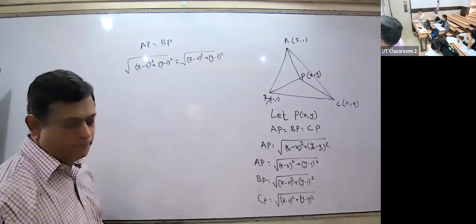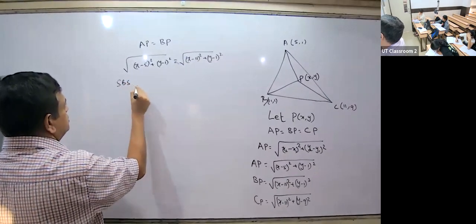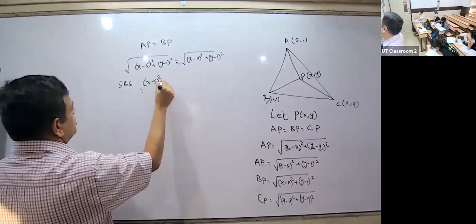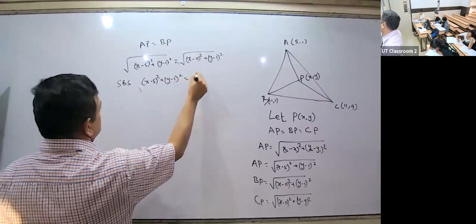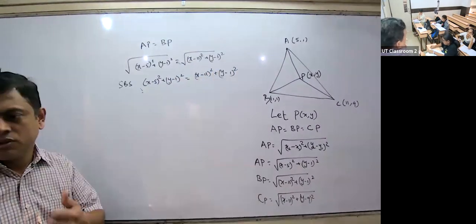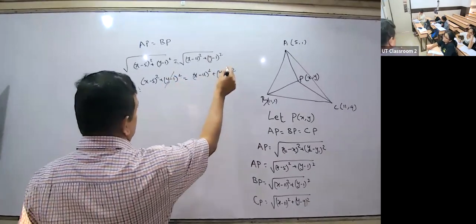Squaring both sides, what do you get here? (x minus 5) whole square plus (y minus 1) the whole square is equal to (x minus 11) the whole square plus (y minus 1) the whole square. Can you see something that can be cancelled from both? Yes. What can you cancel on both? (y minus 1) the whole square. It's gone, so y is gone.